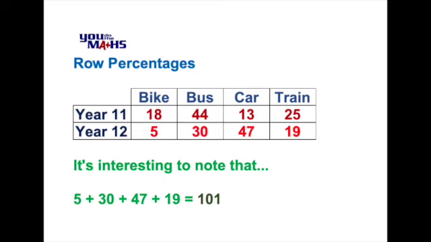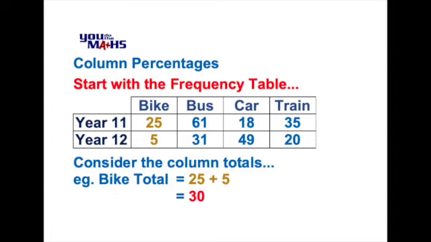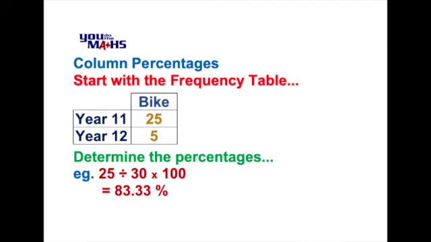Now let's have a look at how we do column percentages. It's the same thing, but what we do is we look at each column and add up the total for the column. So for example, in the bike column, we can see the total there is 30. And we then proceed to calculate the percentages by saying, for example, in Year 11, 25 out of 30 students ride a bike, so we convert that to a percentage, and that's 83% to the nearest whole number. Then for the Year 12s, we work out what 5 out of 30 is as a percentage, and that comes to 17%.